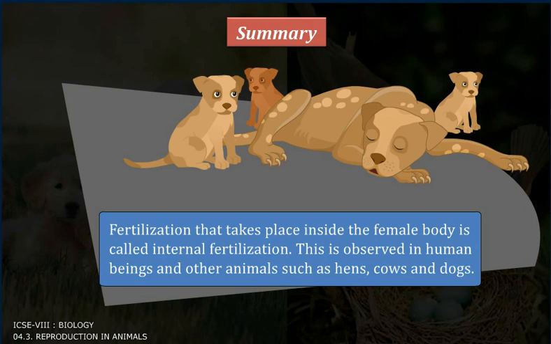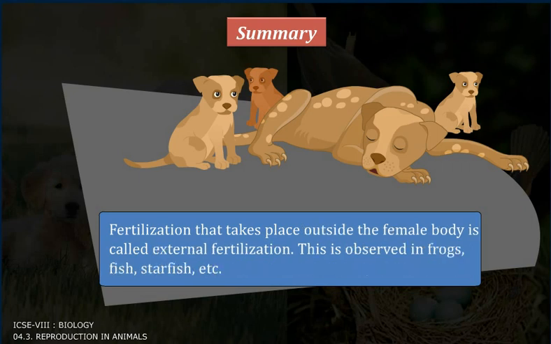Fertilization that takes place inside the female body is called internal fertilization. This is observed in human beings and other animals such as hens, cows, and dogs. Fertilization that takes place outside the female body is called external fertilization. This is observed in frogs, fish, starfish, etc.